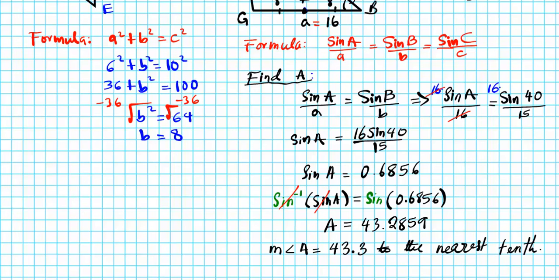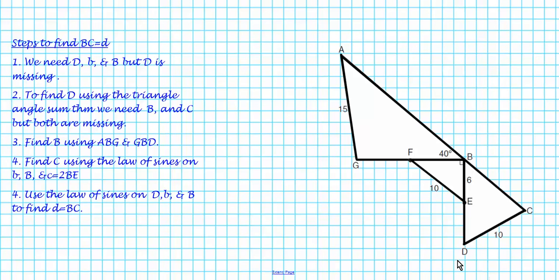Now let's go ahead and take a look at the second part. For the second part, what are we supposed to do? We're to find side BC to the nearest tenth. Okay, so this one is kind of interesting. This is the side we're looking for right here.